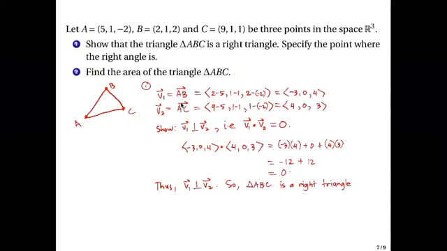That's the initial point for vector 1 and vector 2. Okay? So it's a right triangle with right angle at point A.